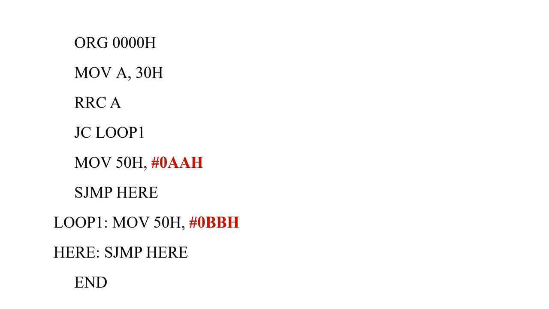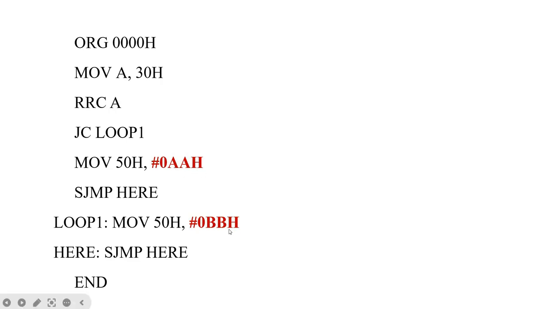Now the LSB is moved into the carry bit, so the carry flag will be either 0 or 1. If the carry bit is 0, it means that it is an even number, and for an even number we are representing it as 0AAH. So here, #0AAH, we cannot write directly AA, we have to prefix it with 0, because any number which begins with an alphabet must be prefixed with a 0 so that the microcontroller treats it as a number and not as a label.